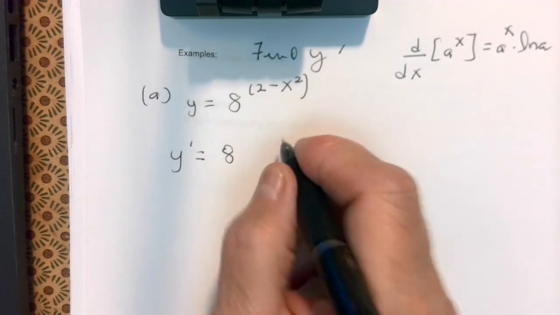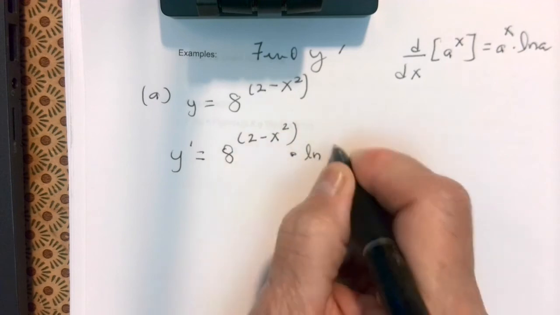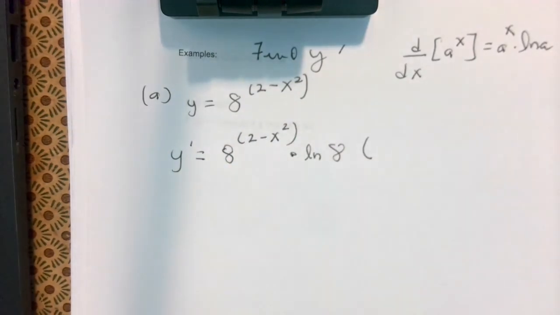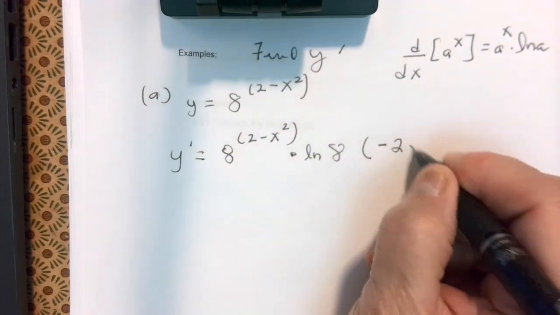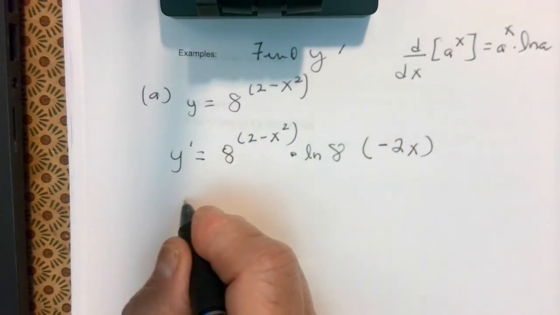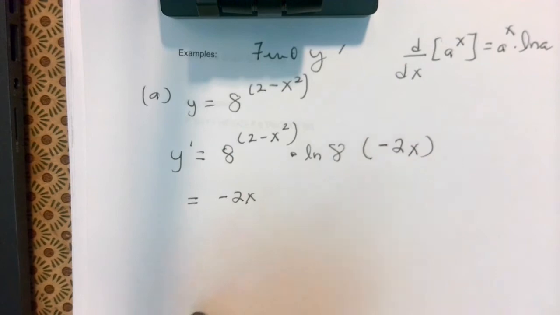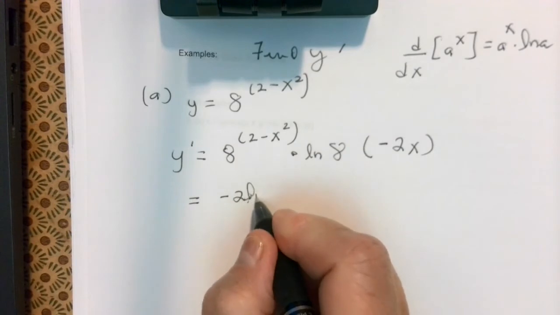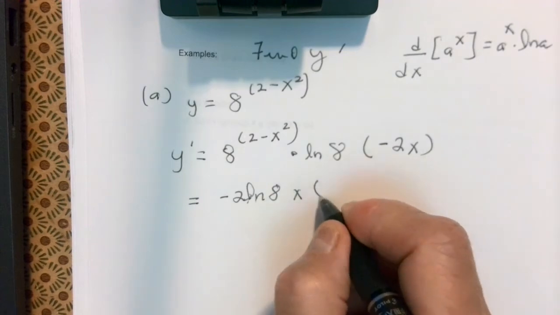So I've still got 8 raised to the 2 minus x squared, but then I have to multiply times the natural log of 8. And then I have to use the chain rule and multiply times the derivative of the inside, which is going to be minus 2x. The derivative of 2 is 0. This will be minus 2x. And then I can just rewrite it. Usually you'd write the minus 2, then natural log of 8, which is just a constant, and then you'd write the x, and then you'd write the 8 to the 2 minus x squared.